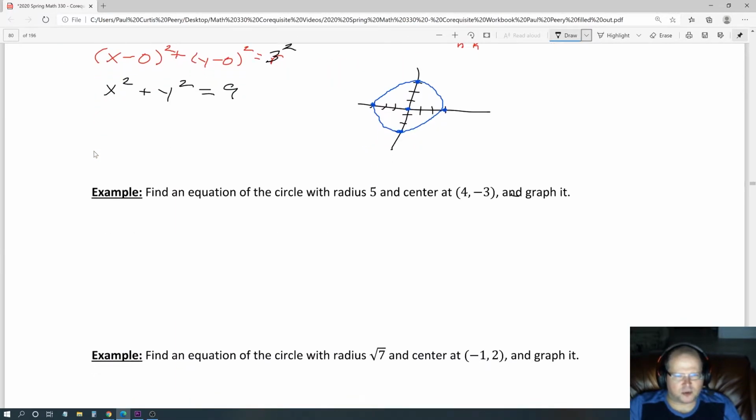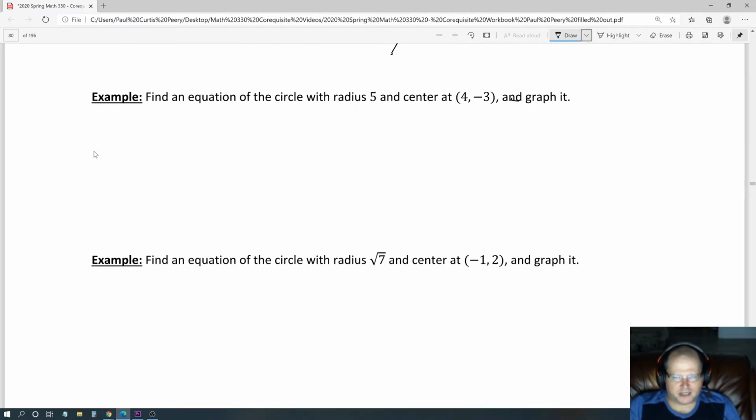Find an equation of a circle with a radius of 5 and a center at (4, -3), and graph it. Okay, so we go back to the equation of a circle, which is going to be (x minus the x value here, which is a 4) squared plus (y minus, and over here we have a -3, so it's minus -3).